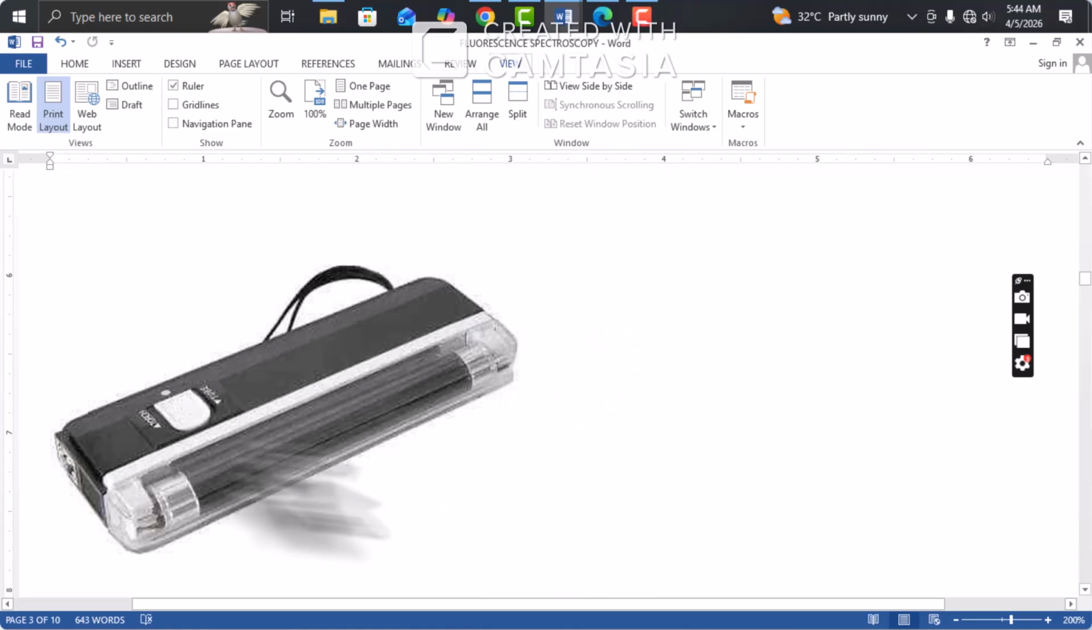Now this is a UV lamp. I have two actually, two of these. It is a common UV lamp that can be used to produce UV light.